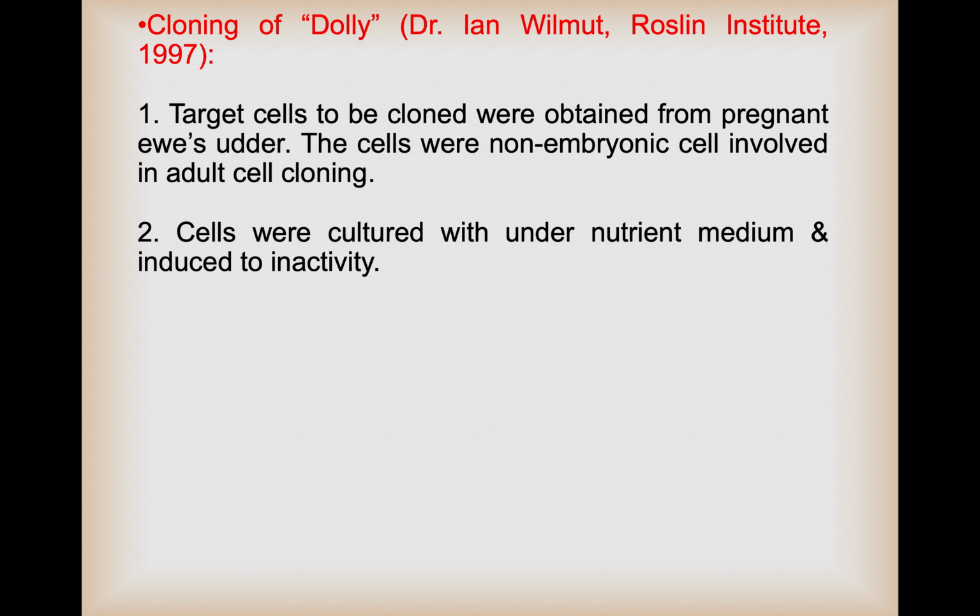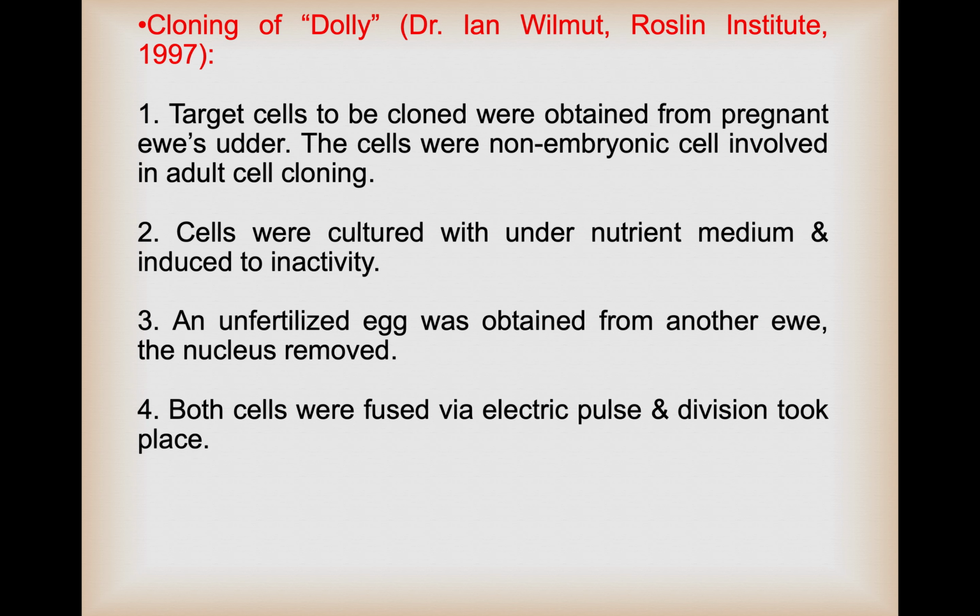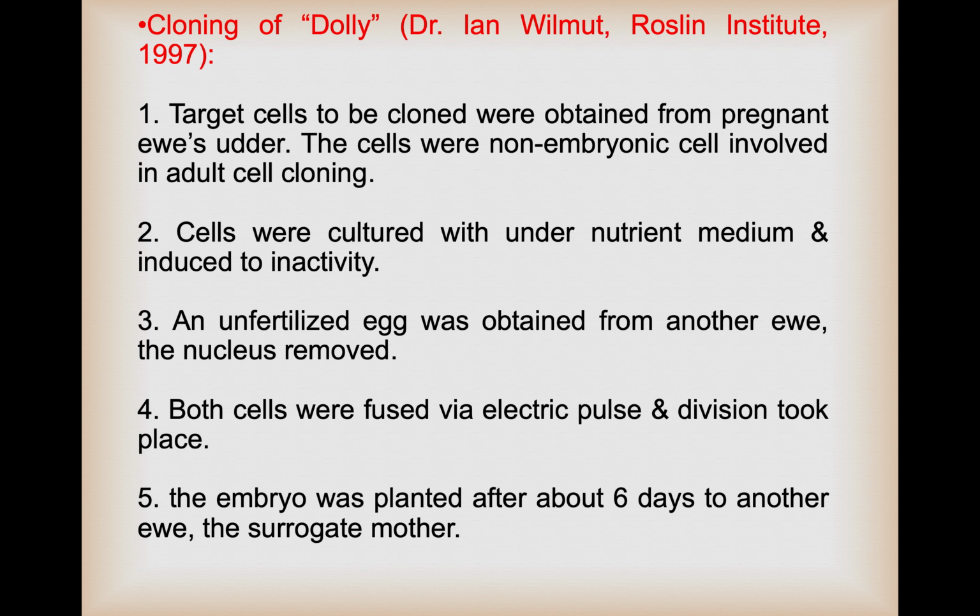Cells were cultured in nutrient medium and induced to inactivity. This is to ensure that lots of embryos could be obtained from it. An unfertilized egg was obtained from another ewe, the second one, whereby the nucleus is removed because we don't want the property to be passed on to the clone animal, in this case Dolly. So both cells were fused via electric pulse, and division took place many times after many tries, not in one try. The embryo was then planted after about 6 days to another ewe, which is the surrogate mother.